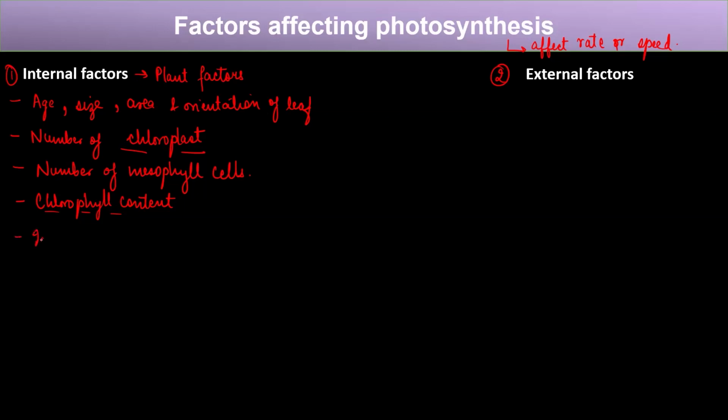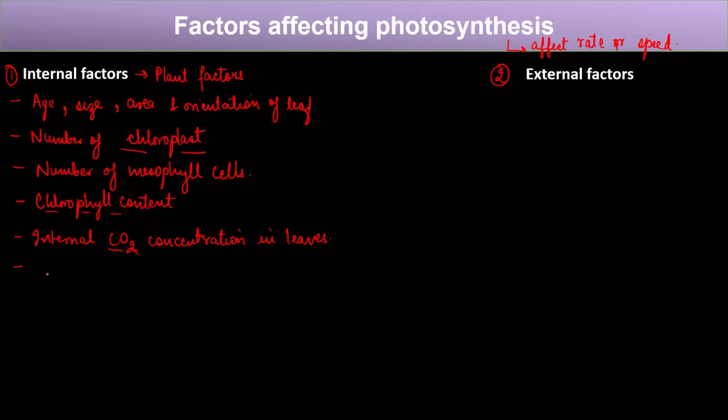Then internal CO2 concentration, the internal carbon dioxide concentration present in the leaf. It does not matter how much carbon dioxide is present outside, but it should reach inside the cells of the leaves. If it does not, then photosynthesis won't take place. We also proved this by an experiment in our first lecture, in which KOH was used to absorb the CO2. Even if you provide CO2 from outside, if it cannot get absorbed by the leaves, it will have no effect, and hence photosynthesis won't take place.